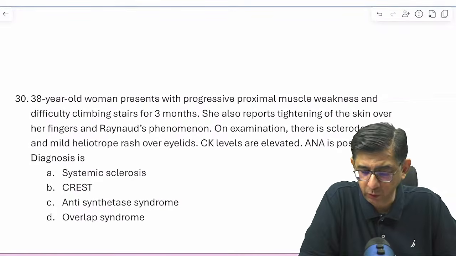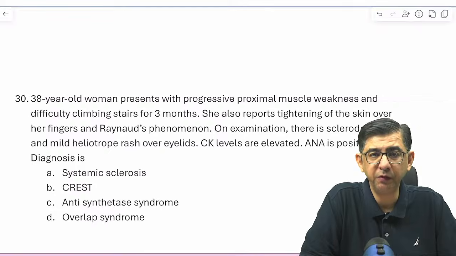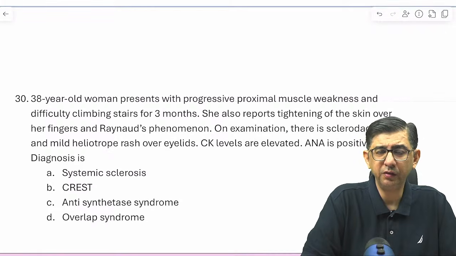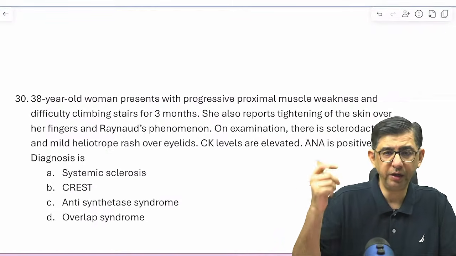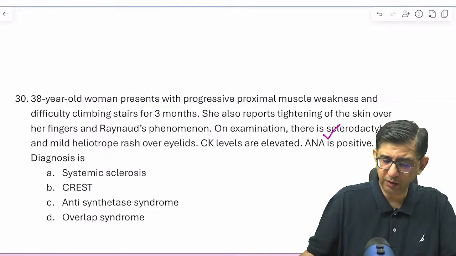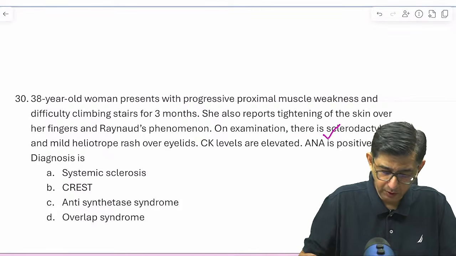This is a woman who presents with proximal muscle weakness and difficulty in climbing stairs for the previous 3 months. Then there's skin tightening over the fingers with Raynaud phenomenon, and there's sclerodactyly. So that word is easy to identify. Heliotrope rash is also present there.